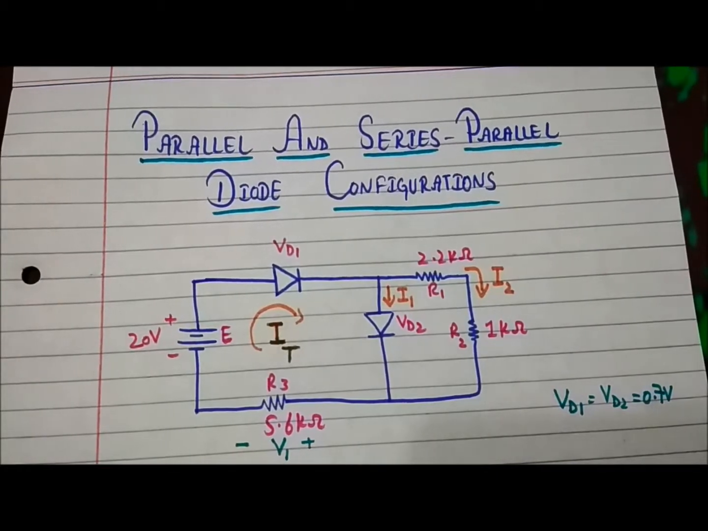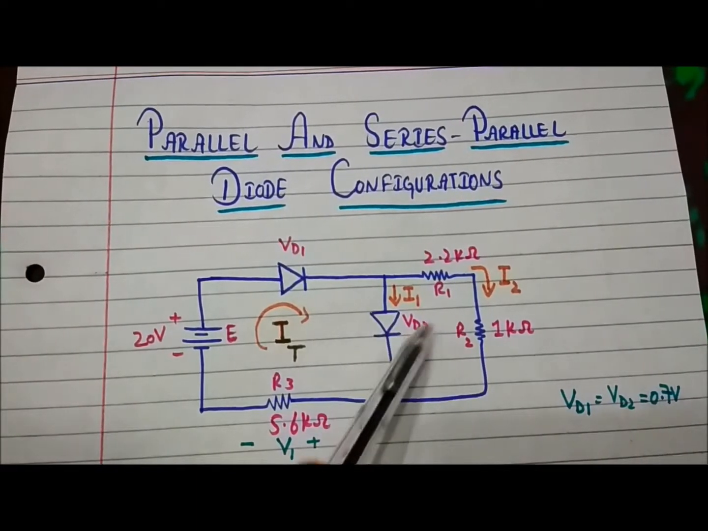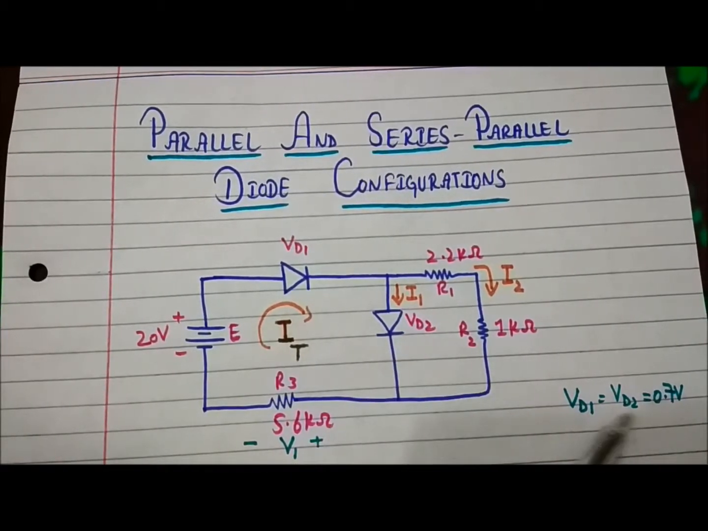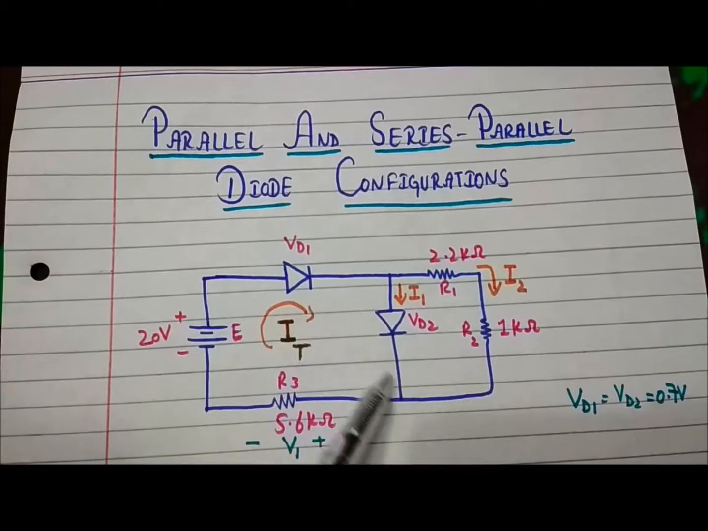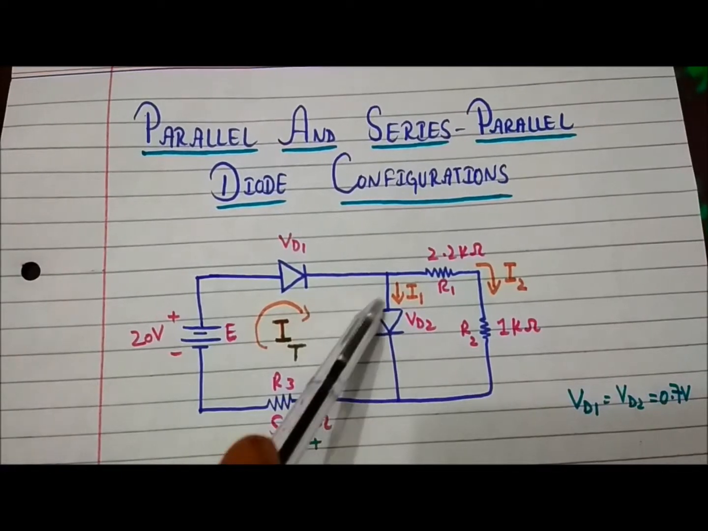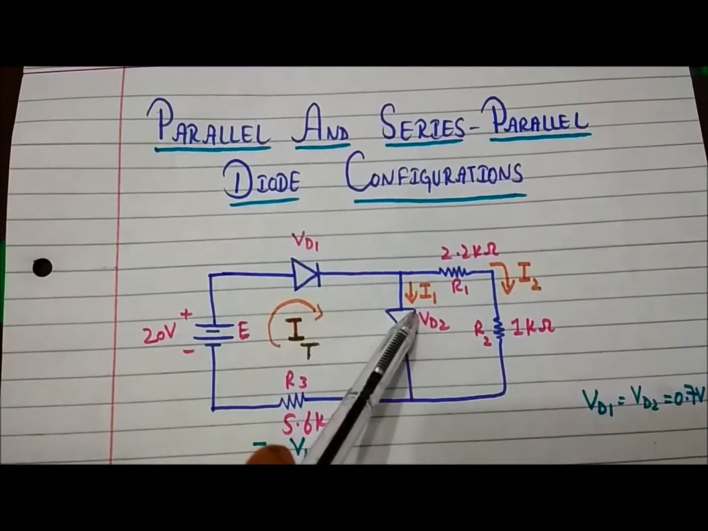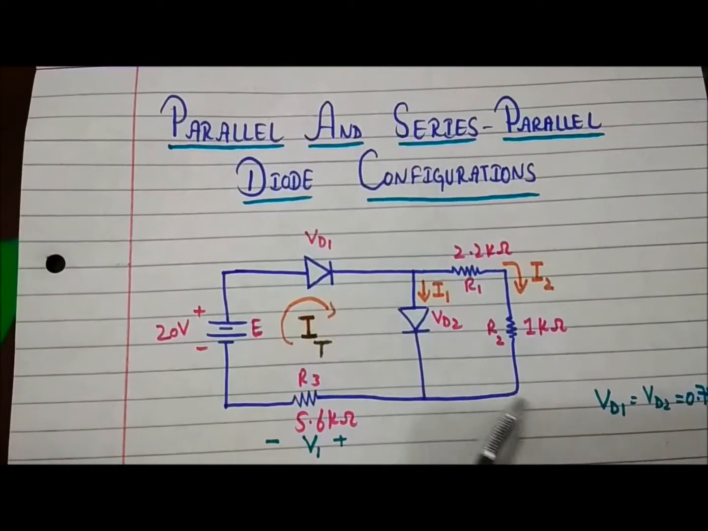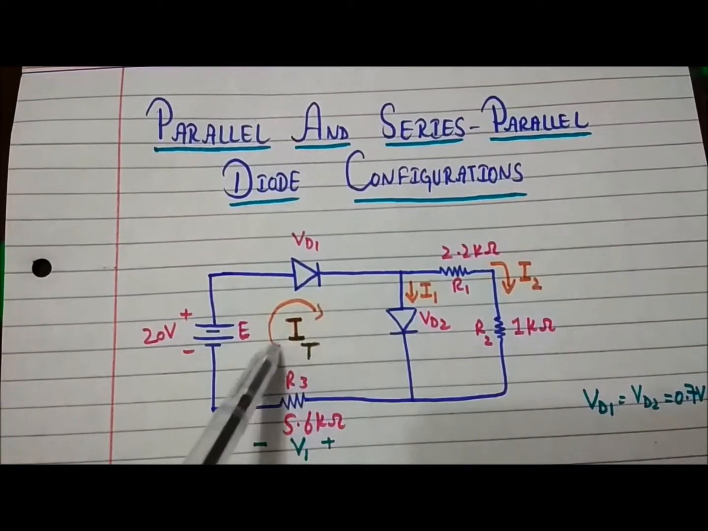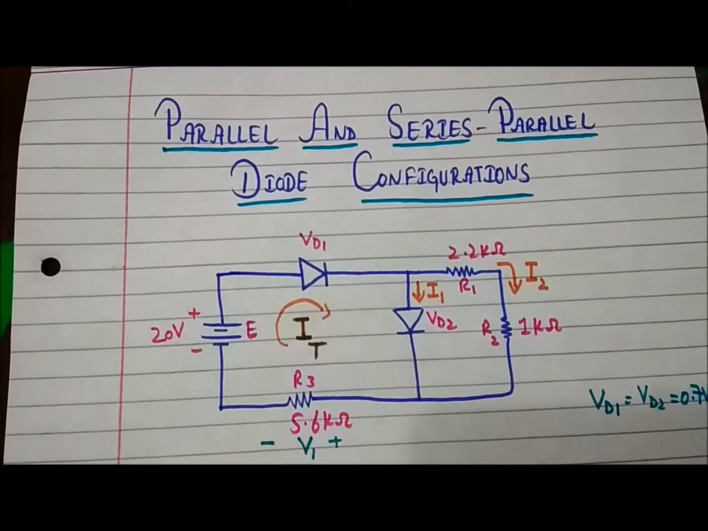Before heading forward, it's compulsory to know that there is a silicon diode connected in parallel with this portion. As we know, the voltage across a silicon diode is 0.7 volt. If we want to keep this diode in the on state, it must have 0.7 volt, and this will restrict this whole portion to 0.7 volt. So keep in mind that when applying KVL we will take a 0.7 volt drop across this whole portion.